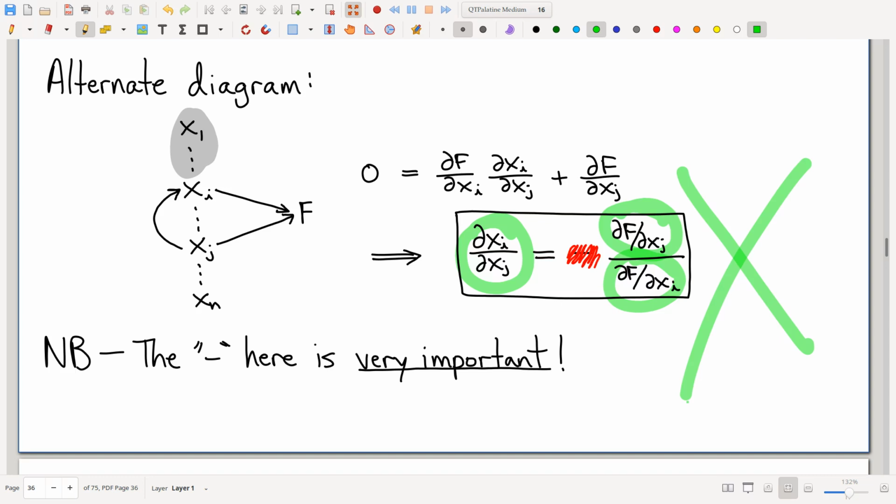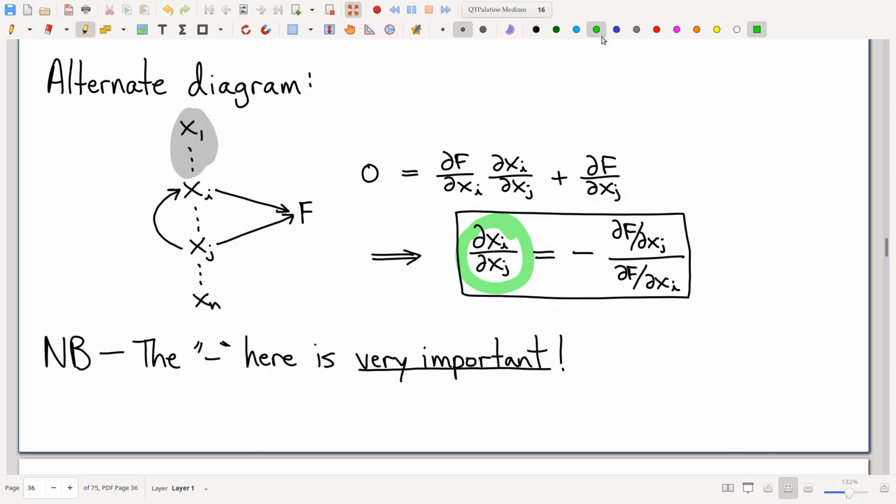So that one little minus sign turns garbage into valid. So be really, really careful about that. On an exam, this minus sign will amount to a lot of points.